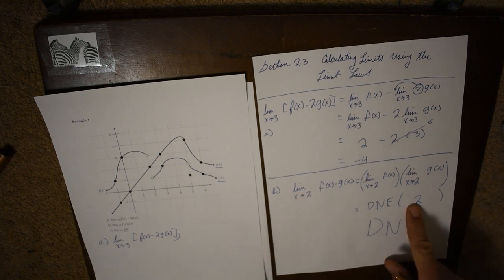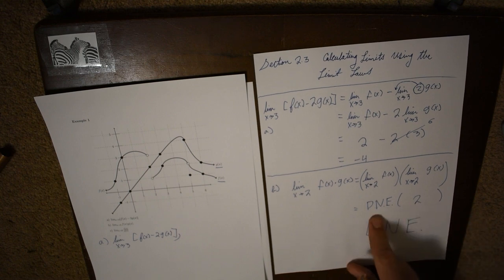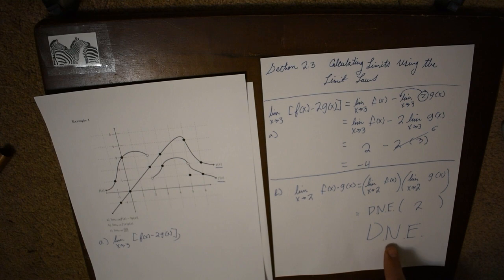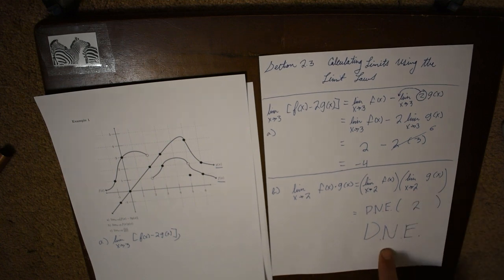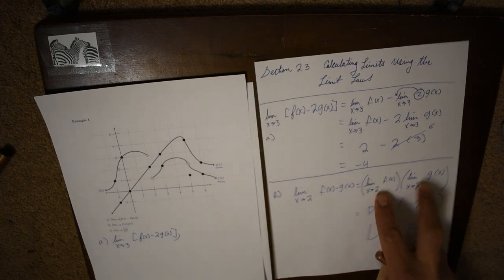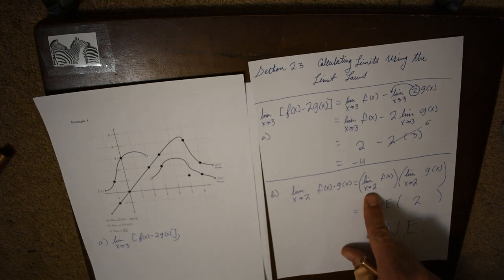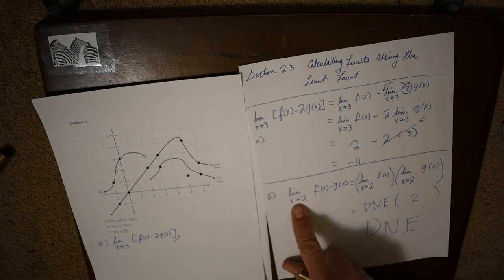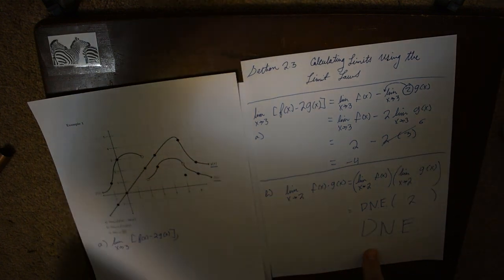It doesn't matter that part of this limit exists. "Does not exist" is kind of like a trump card if you're used to playing spades or hearts. Once one of these doesn't exist, the whole thing doesn't exist. You would need both parts to exist in order to get to a number. So, since the limit as x approaches 2 of f of x doesn't exist, that means the limit as x approaches 2 of f of x times g of x does not exist.